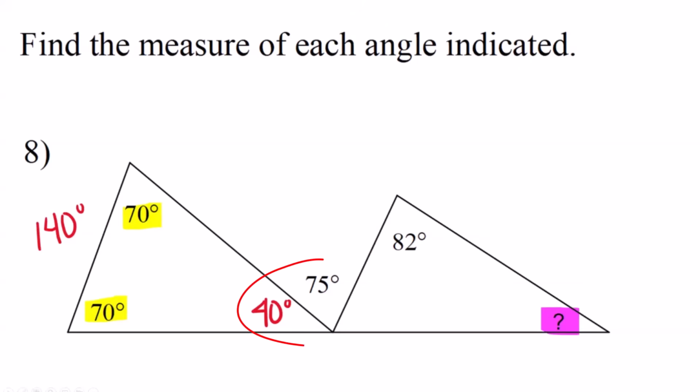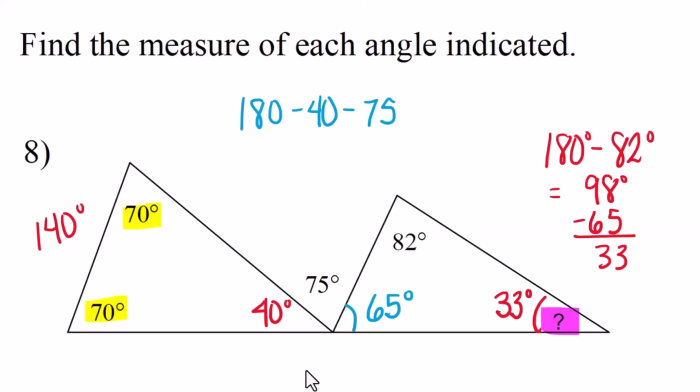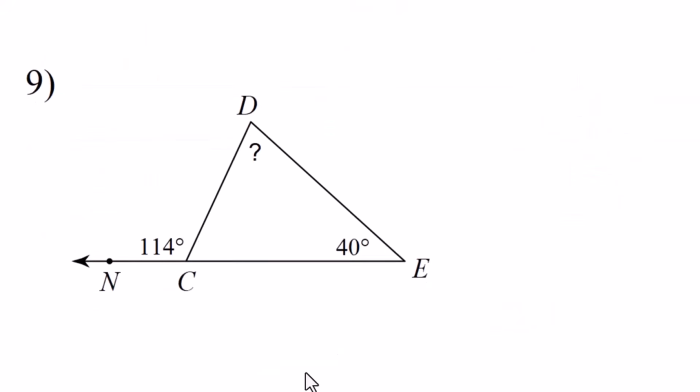Now, we've got this going on here. These 3 angles, the 40, the 75, and this blank one, add up to 180 because they're making a straight line. So we've got to do that math, and that's 65. Now you can take 82 and 65 and subtract it from 180, and we're going to have our answer. 33 degrees. Number 9.